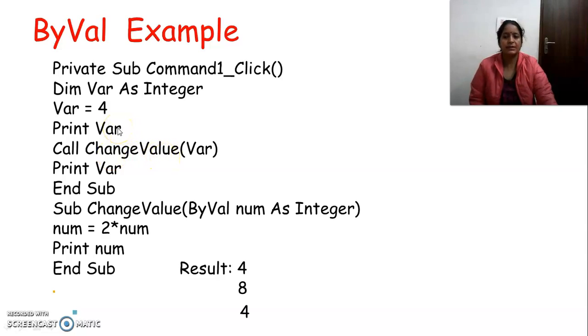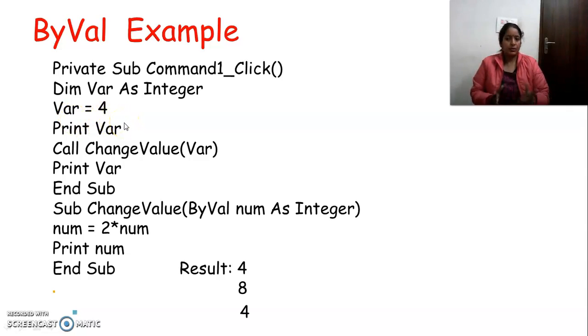Now, when we call this procedure, the value of var, 4, is copied to num, and after that the value of num gets doubled and it will give the output 8. But after the completion of this procedure, the memory location used to store the value of num is deleted, meaning the doubled value 8 is deleted. When the control is transferred back, var again retains its original value, that is 4.